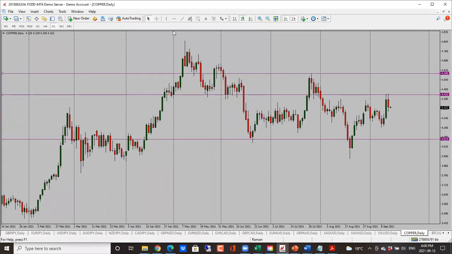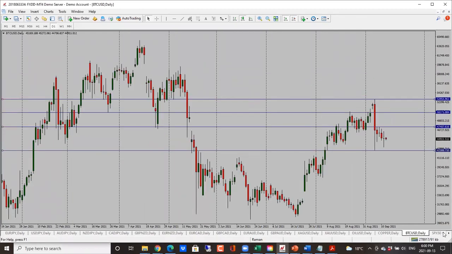Copper rejected the top of the range, it rejected the resistance, sorry, and now we are back into the range that it was trading in. So bias is bearish here, looking for a drop towards 4.25. So bearish bias for copper.